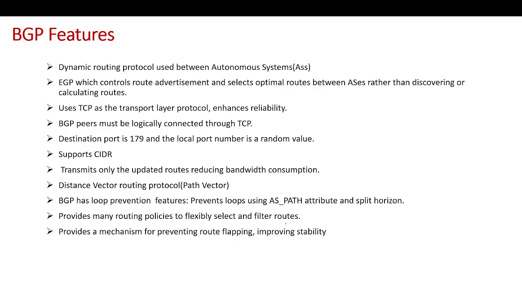So BGP will never discover or calculate routes. It will just select from the available routes. And these routes that we are talking about, many times they are coming from IGP, and then we import them into BGP. So once we import these routes to BGP, BGP will go ahead and select the best or the optimal route from the available routes.